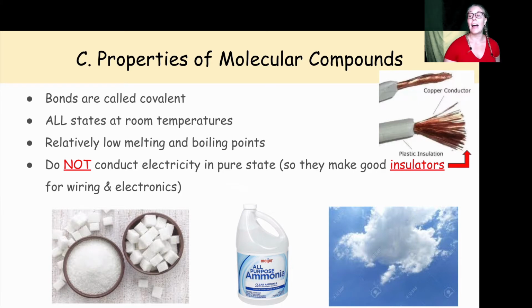You'll see plastic insulation being wrapped around your metal conductors, usually copper wires or some other metal wires, to insulate it, because you don't want the charge that's being moved along the copper to go anywhere else, right? That can be really dangerous, which is why we need to make sure that they are insulated with plastic, which is a covalent compound.